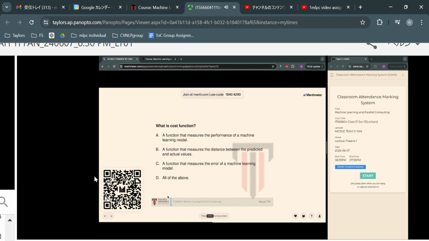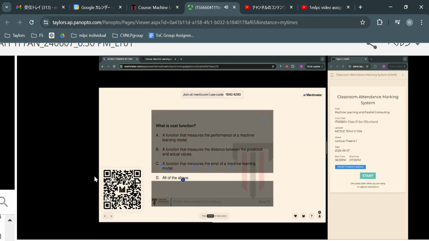What is a cost function? It's a function that measures the error of a machine learning model. It is also a function that measures the performance of a machine learning model. And it is also a function that measures the distance between the predicted and actual values. They are all of the above. Okay? Understand?